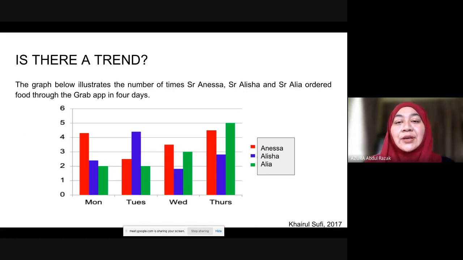Now here, you guys turn on your mics and answer this question. The graph below illustrates the number of times Anissa, Alicia, and Alia ordered food through the Grab app in 4 days. In 4 days, meaning that there is time, isn't it? All right, is there a trend here? Can you answer me?